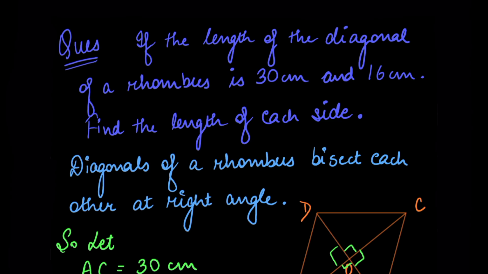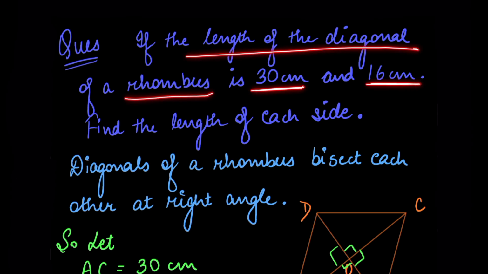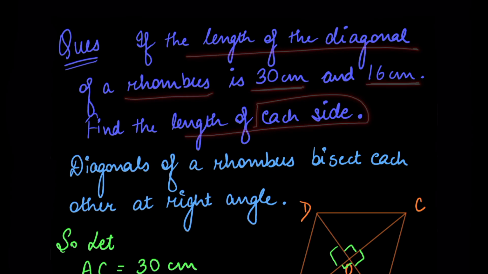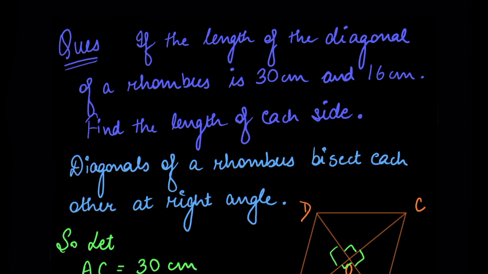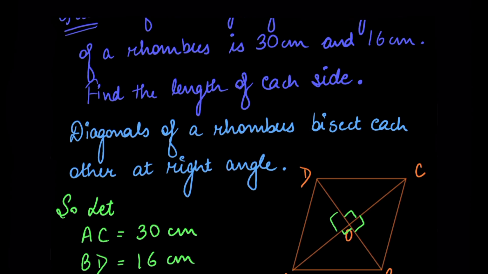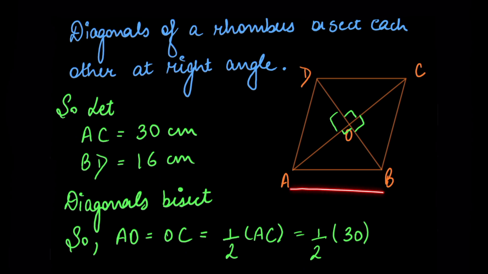The question is, if the lengths of the diagonals of a rhombus are 30 centimeters and 16 centimeters, find the length of each side. As we all know, a rhombus is a four-sided figure where all four sides are equal and the diagonals bisect each other at right angles, that is 90 degrees. So let us say that ABCD is a rhombus where all four sides are equal, that is AB equals BC equals CD equals AD.